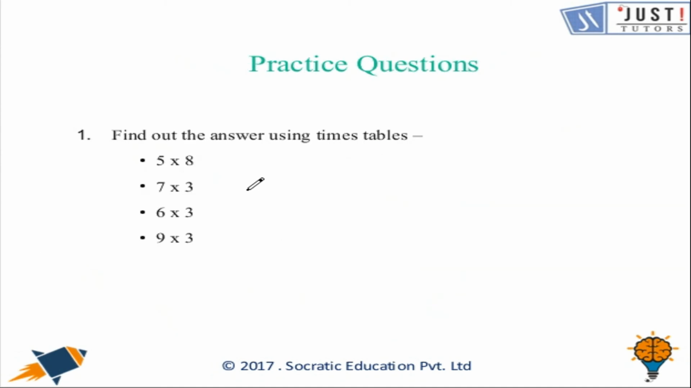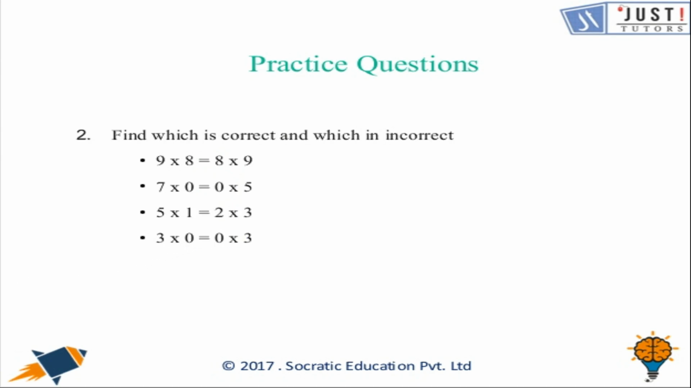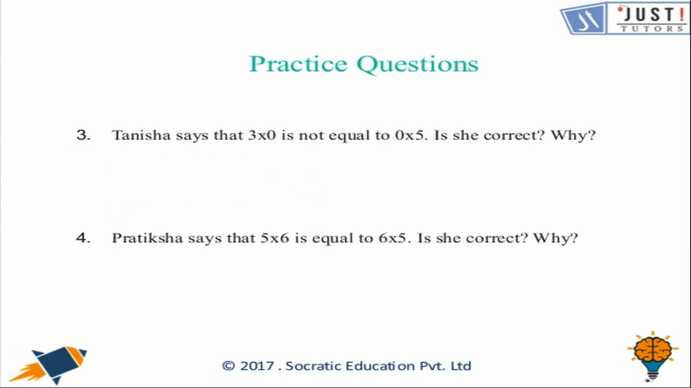Now here are a few practice questions for you to work out using your concept of times table and then checking your answer using the repeated addition method. And a few more questions where you have to figure out whether these 4 statements written are true or not. So let's check the second question. 7 times 0, what do you think? Yes, definitely 0. And 0 times 5? Oh yes, that's 0 as well. So this is how you have to work out the other questions. So pause the video and try to work them out.